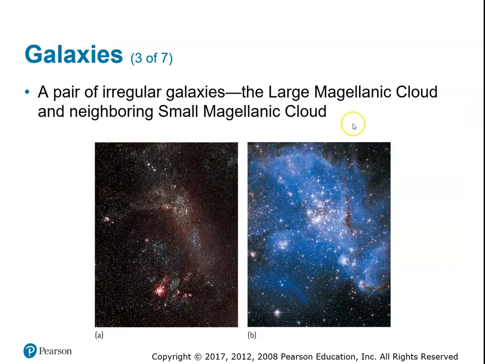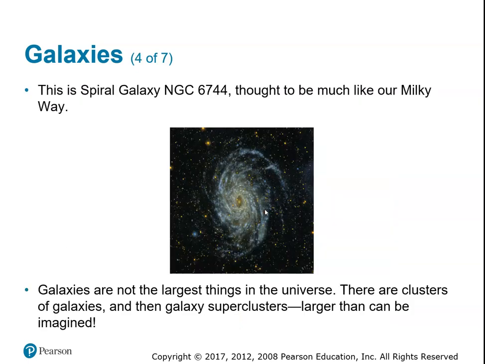All right. Yeah, there they are right there. There's the large one. There's the smaller one. You can only see these in the southern hemisphere. These are just two of them. I mean, there's lots and lots of these out there in the universe. These two are gravitationally bound to the Milky Way.